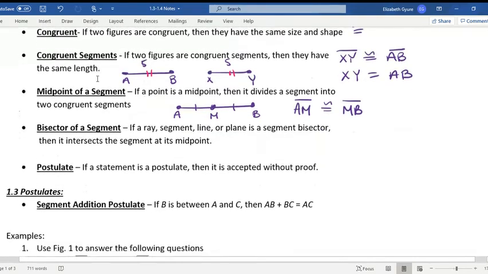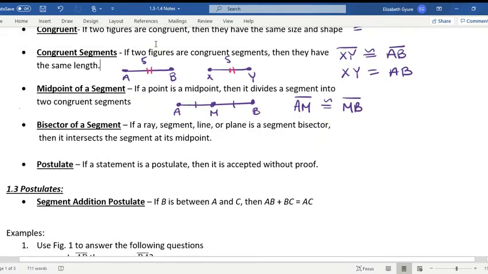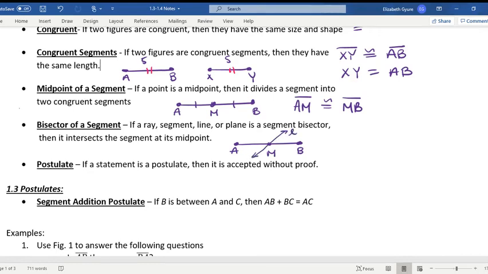Bisector of a segment. If a ray, segment, line, or plane is a segment bisector, then it intersects the segment at its midpoint. So again, let's look at a similar picture. Let's draw segment AB again with midpoint M. But let's say through midpoint M, you had line L. M is the midpoint, but line L is the segment bisector because it goes through that midpoint. So you could say that line L is the bisector of segment AB because it goes through that midpoint.